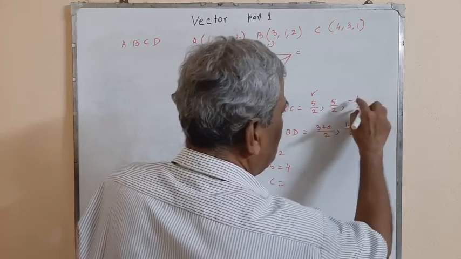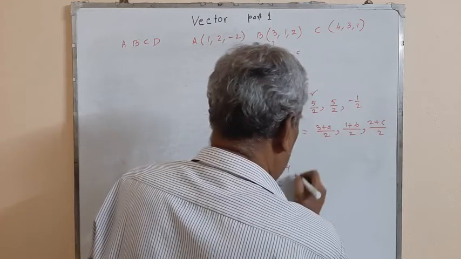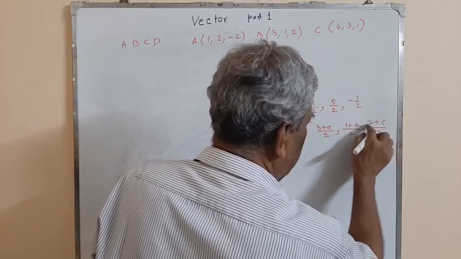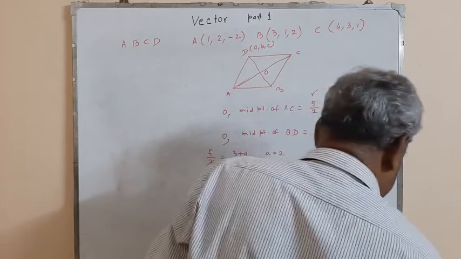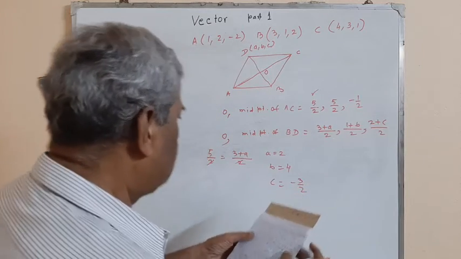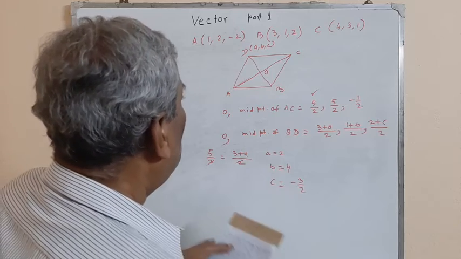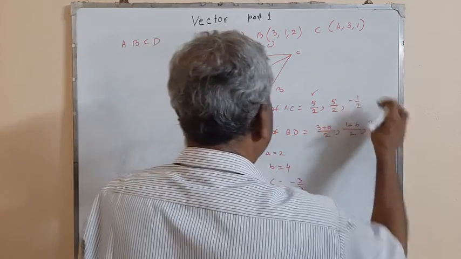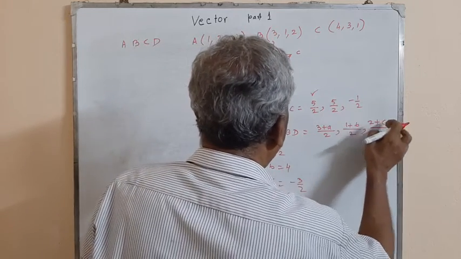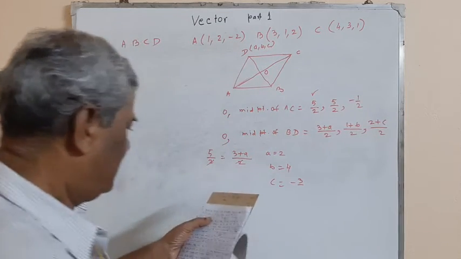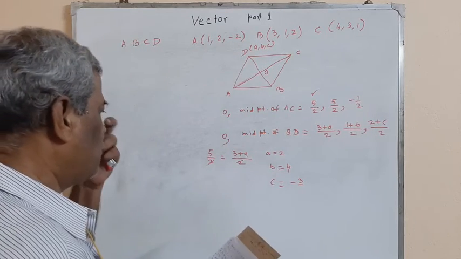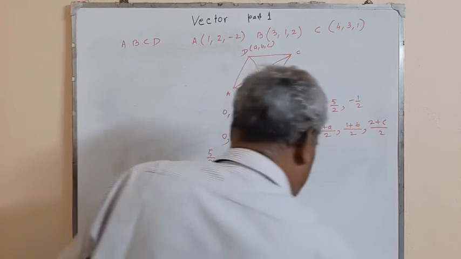And c is equal to minus 1 minus 2. So this is minus 1 minus 2 minus 3 by 2. So 2, 4, minus 3 by 2 is the coordinate of, this is equal to that, 2 cancels. So c is equal to minus 3, not by 2. So the answer is 2, 4, minus 3.